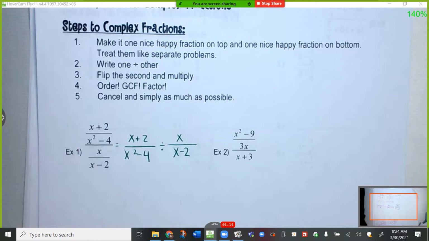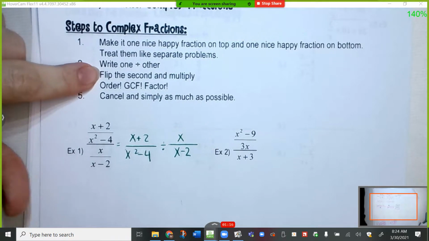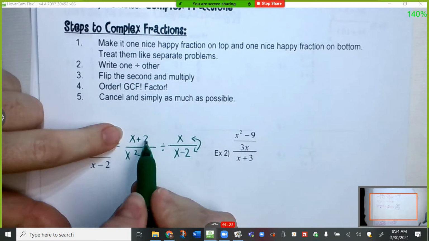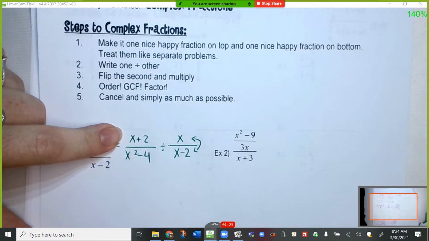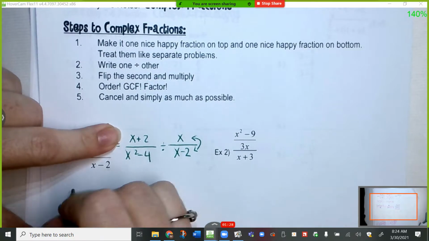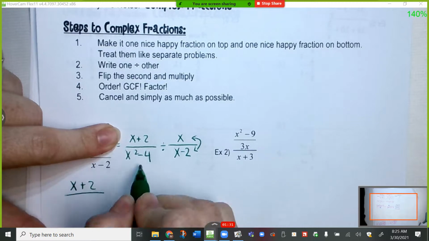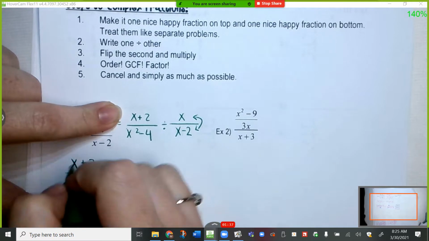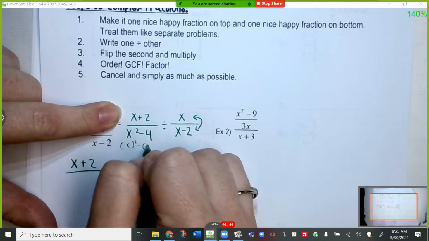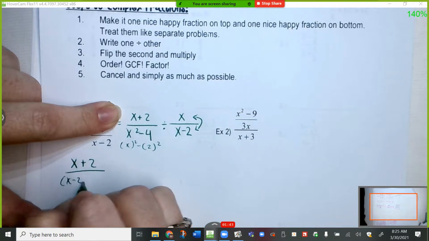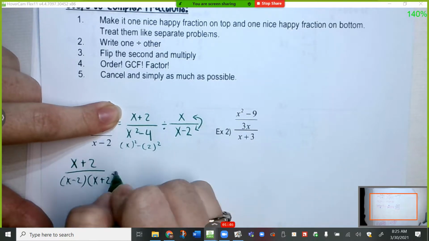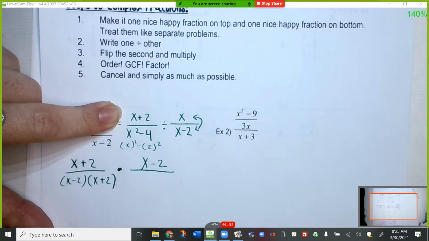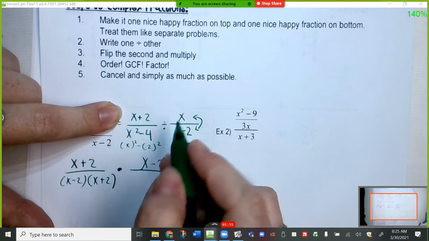Remember, when you have division, you flip the second and multiply. So we're going to flip this and end up multiplying. But I'm going to factor what I can first. Can x plus 2 factor, or GCF or anything? No. So I'm just going to rewrite it as x plus 2. What about x squared minus 4? It's a difference of squares. So we get x minus 2, x plus 2. Now we're changing it to multiply, and we're flipping. Well, x minus 2 doesn't factor, and x doesn't either.